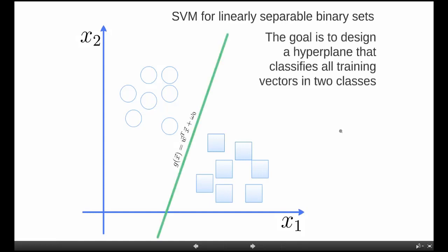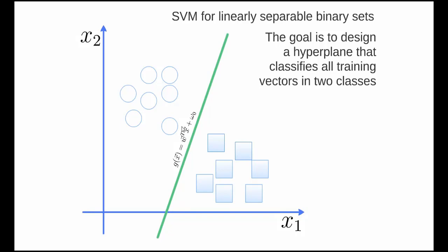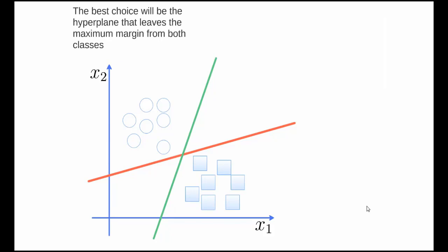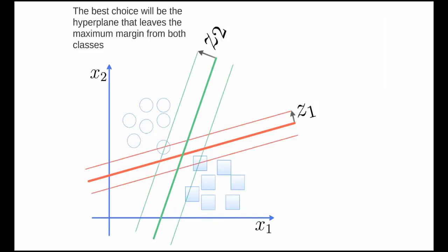So the goal of the SVM is to design a hyperplane. Here we define this green line as the hyperplane that classifies all training vectors into two classes. Here we show two different hyperplanes which can classify correctly all the instances in this feature set. But the best choice will be the hyperplane that leaves the maximum margin from both classes. The margin is the distance between the hyperplane and the closest elements to this hyperplane.